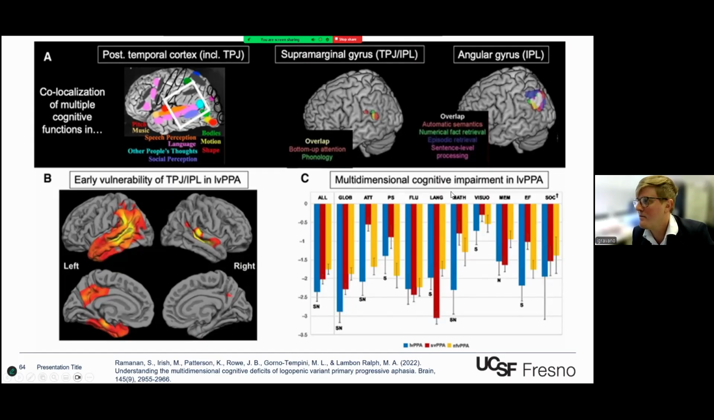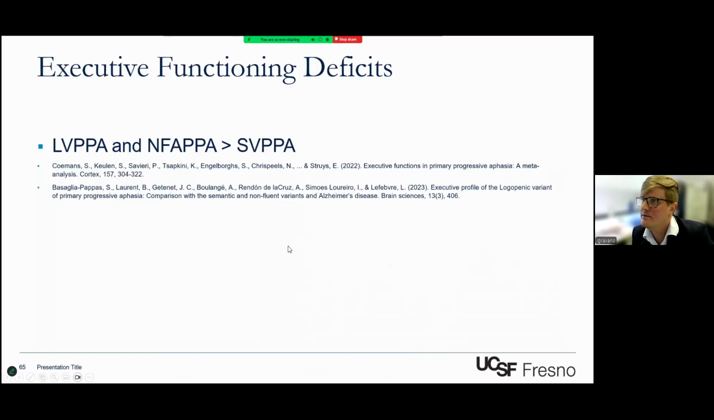For example, math tends to be impaired in logopenic, not as much in the other disorders. And that's again likely due to this regional affinity, where calculation disorder also tends to live. Executive dysfunction does seem common enough.